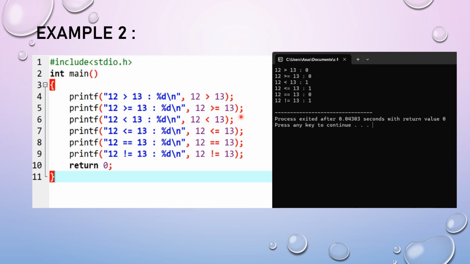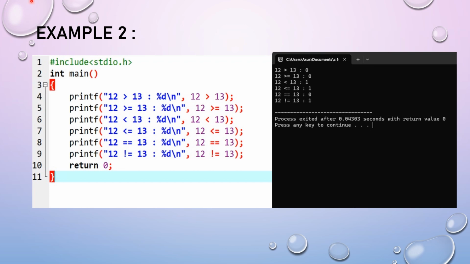Okay, 12 is less than 13. Yes, it produced a 1. Less than equals to 1, equals to 0 क्योंकि equal है ही नहीं, not equals to 1. Okay, this is another way of writing the same code. The output and the meaning of the code are the same, it was just the way.